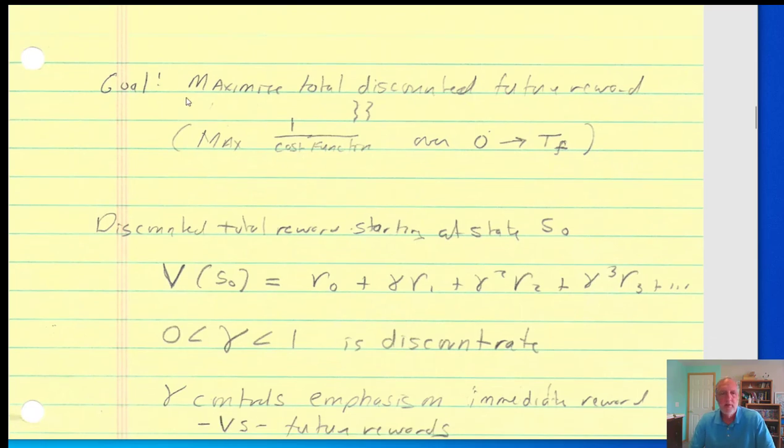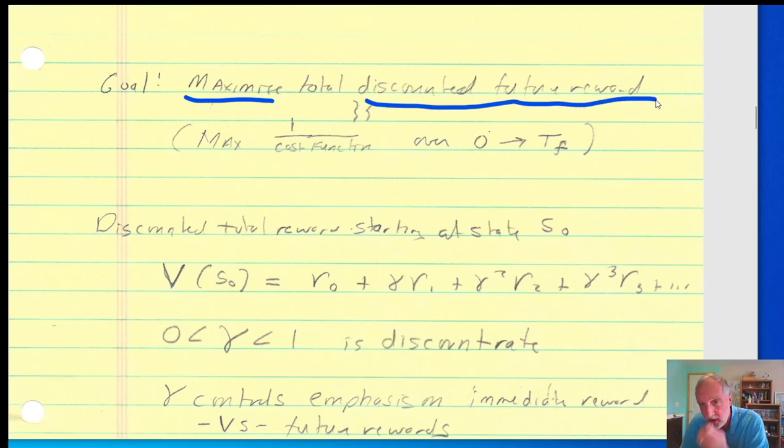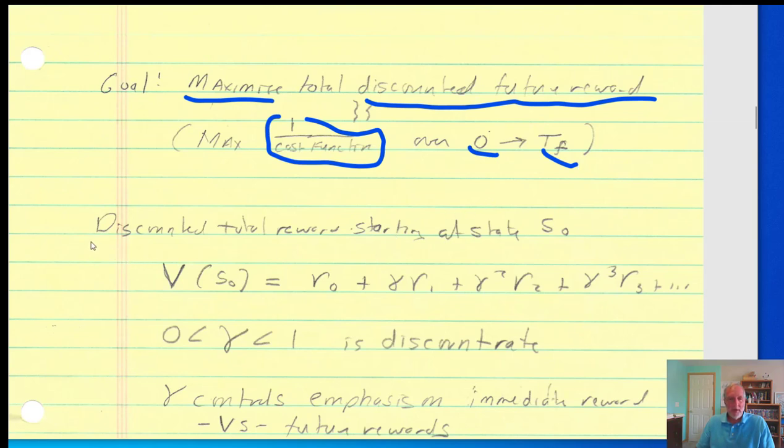So the goal is to maximize the total discounted future reward. That's the reward that it's going to get going all the way to the door or not going to the door. If you're doing this in terms of the cost function, that would be maximizing 1 over the cost function from the initial time all the way to the final time. So we have to define this discounted total reward.